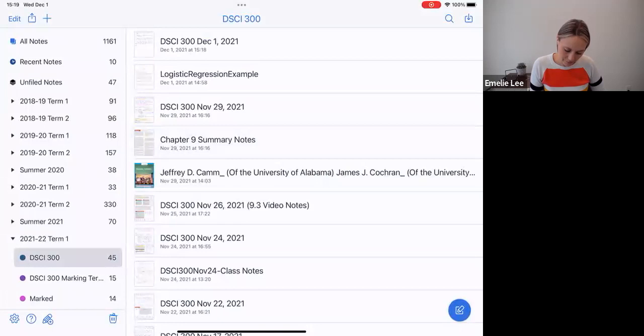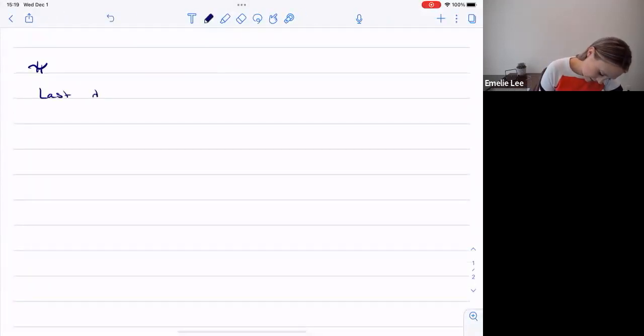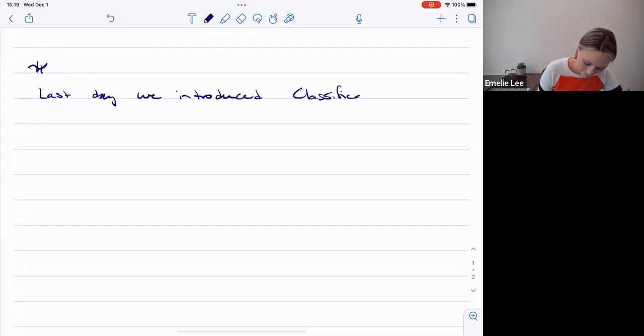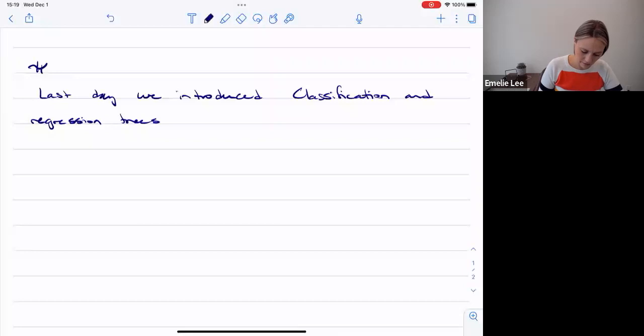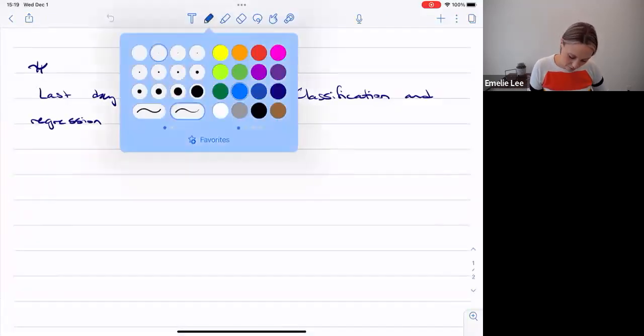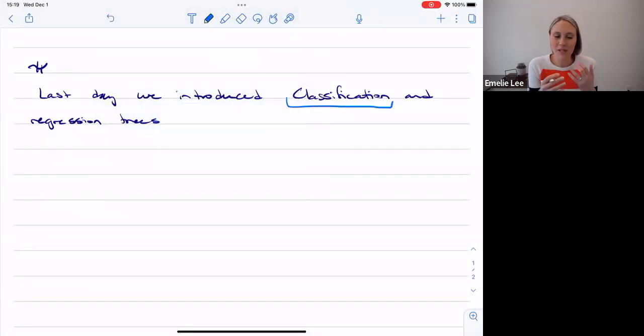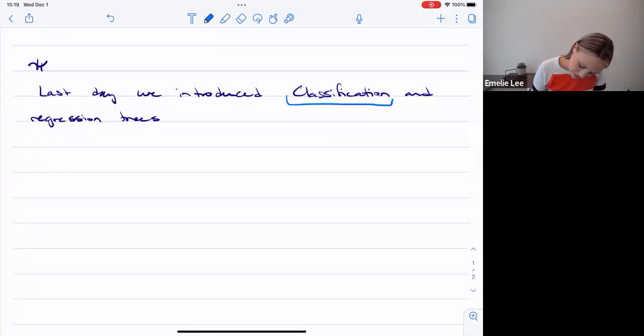So last day we introduced classification and regression trees. And we focused on classification trees, where we establish cutoff rules, or classification rules, that allow us to break up the data until all the zeros are in one lump, all the ones are in one lump, and so on and so forth. So we started here. Okay.